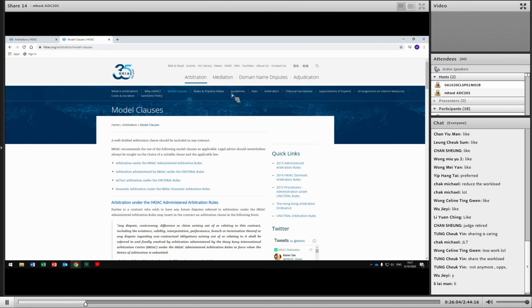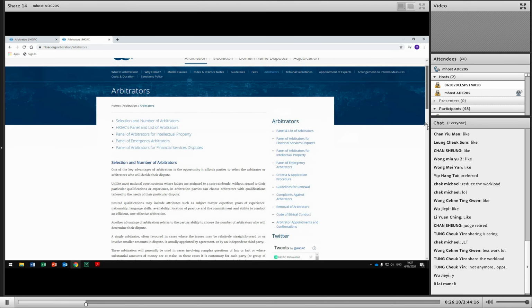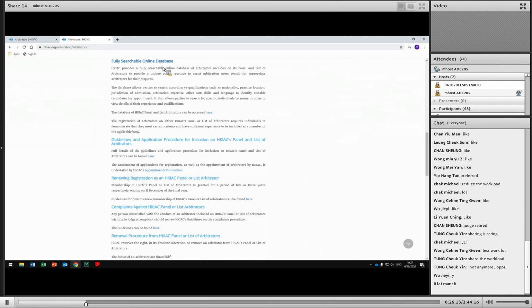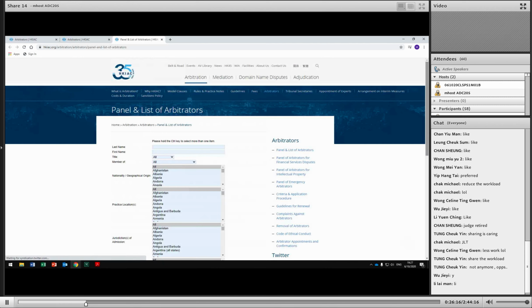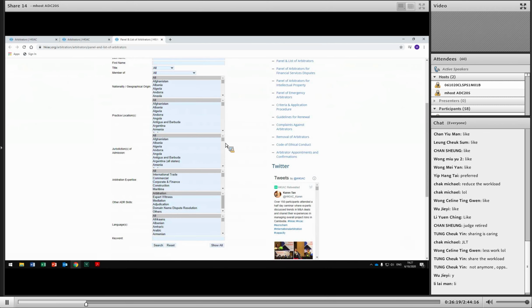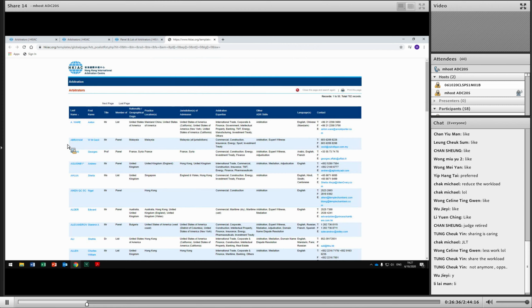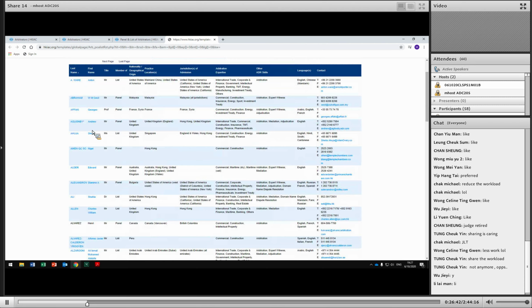Okay, so also you can find arbitrators. You may want to know what the arbitrators look like. There's a database. You can always find people. You can use different criteria to search those people. We can just choose arbitrators in Hong Kong. You can find those gentlemen. Most of them are gentlemen. You cannot find too many females. For example, you can find the background.